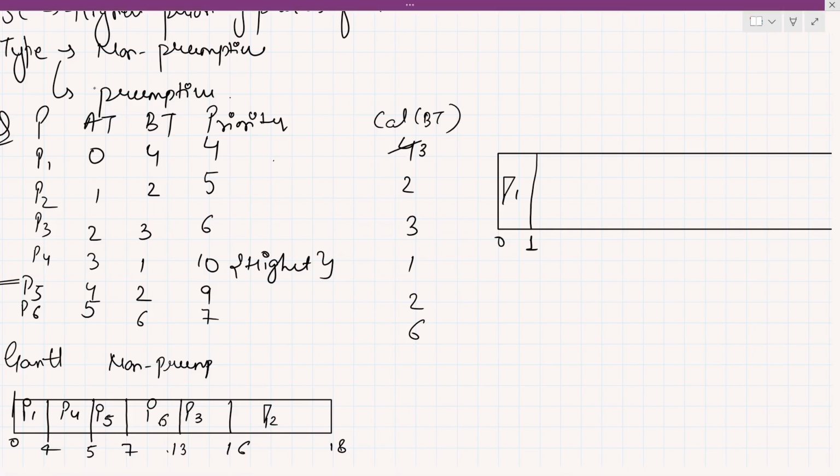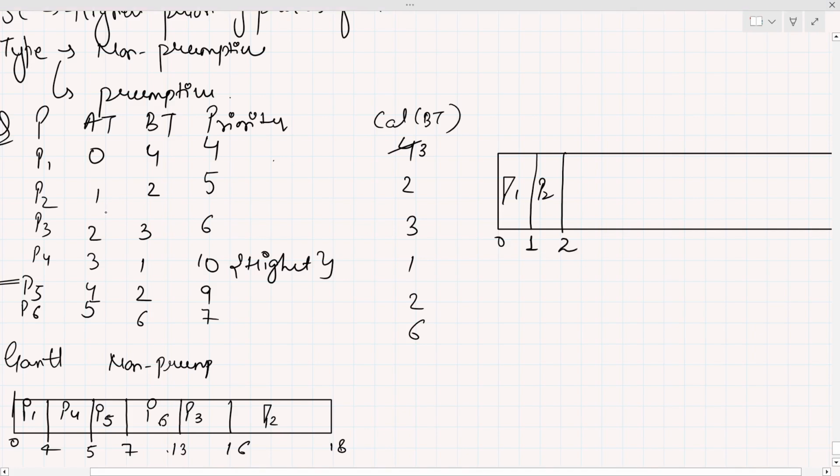Among these two processes, P1 and P2, whoever has the highest priority, we have to select that process. So P1 and P2, 5 is greater, meaning P2 has the highest priority, so P2 will get the CPU. How much time will P2 get the CPU? Only 1. When the arrival time becomes 2, we have one more process available, which is P3.